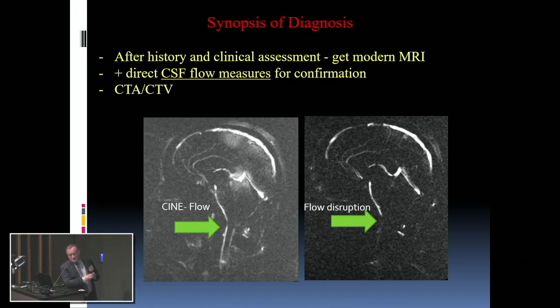I also get pre-surgical CTA and CTV because I want to understand the vascularity across the junction. It makes a difference in the way I decompress and how I approach this problem.